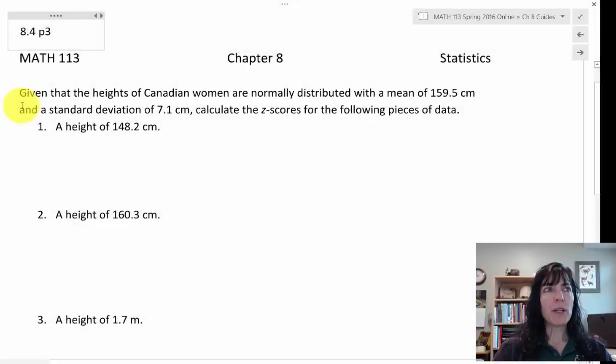Given that the heights of Canadian women are normally distributed with a mean of 159.5 centimeters and a standard deviation of 7.1 centimeters, calculate the z-scores for the following pieces of data.